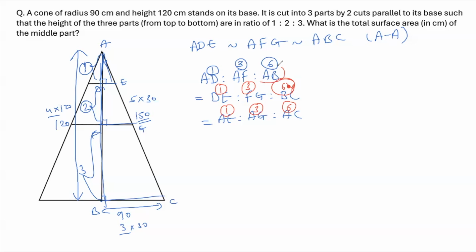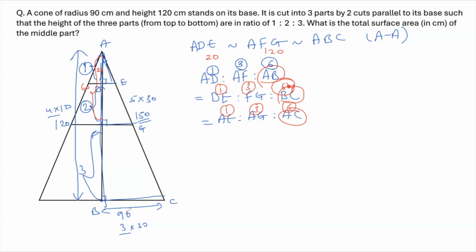Now, using the values AB, BC, and AC that we already know, we can figure out all these remaining lengths, right? So AD is to AB is 1 is to 6. So if AB is 120, 6 corresponds to 120, then 1 corresponds to 20. That means the height of this cone is 20. Similarly, AF will be thrice, AF will be 60. And AB we already know is 120, not an issue.